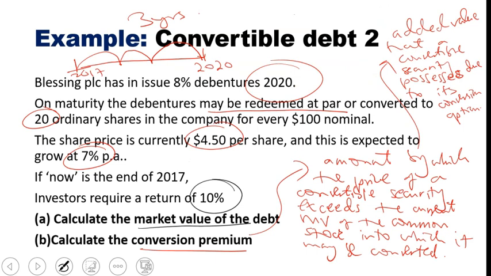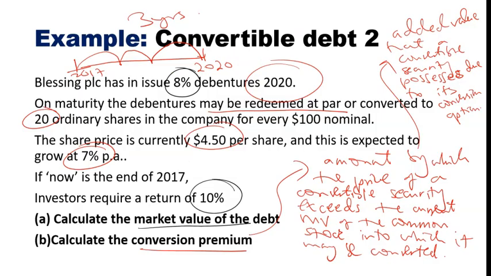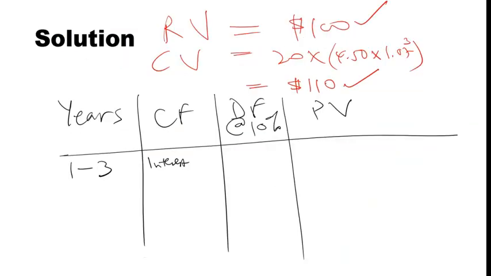Remember this one, in this question, the taxation is not involved. So the interest is, we are told it is an 8% debenture. So 8 multiplied by 100, that's $8. So the interest is $8 per annum, and then the redemption value. This time we are using the conversion value in year 3. The conversion value, we determined it to be 110.